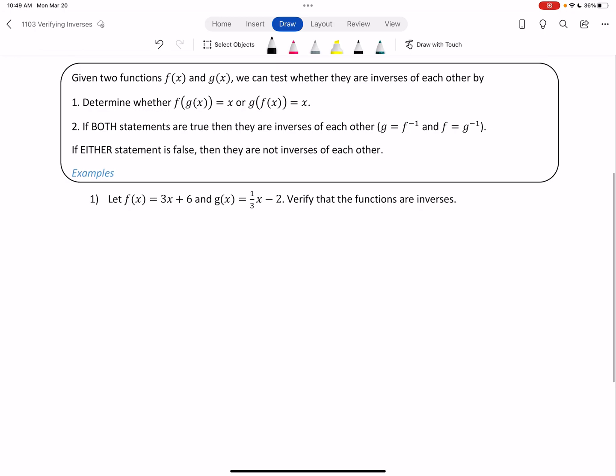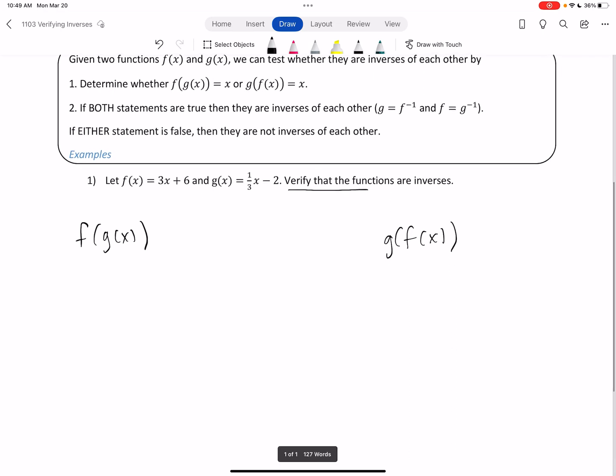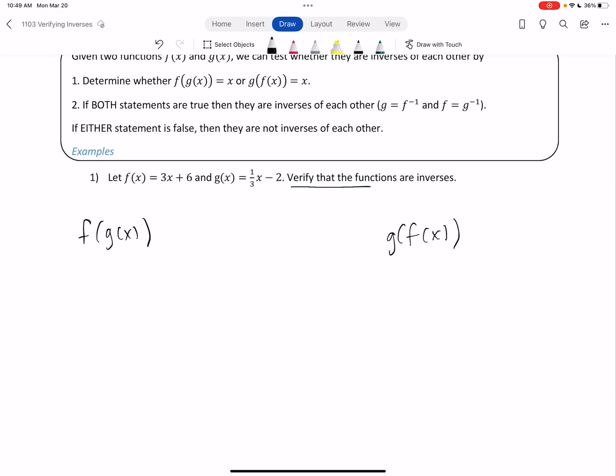So here are two functions. f of x is 3x plus 6, and g of x is 1/3 x minus 2. I want to verify that they're inverses. So basically, I want to compute f composed with g of x, and I want to compute g composed with f of x and see what I get. If I get x in both of these cases, then they're inverses, and I know that we're good.